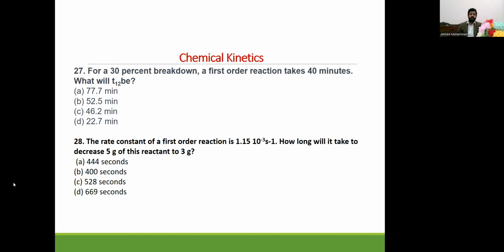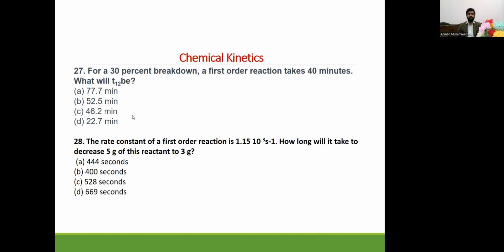Question number 27, a 30% breakdown of a first order reaction takes 40 minutes. What will the half-life be? The options are 77.7 minutes, 52.5 minutes, C is 46.2 minutes, and D is 22.7 minutes. If we calculate the half-life for the first order reaction, we can put these values into the equation, and the right option is the first option, 77.7 minutes.